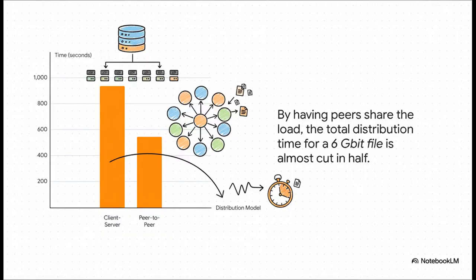In a peer-to-peer network, or P2P, the clients, the peers, don't just download from the server. As soon as they get a piece of the file, they start sharing it with each other. And this chart just says it all. By sharing the load, the total time to get a big 6 gigabyte file is almost cut in half. I mean, this is a huge deal. It's a technology that powers everything from software updates to massive streaming services. It basically turns the entire network of users into one giant server.